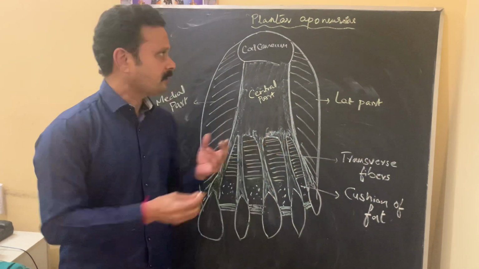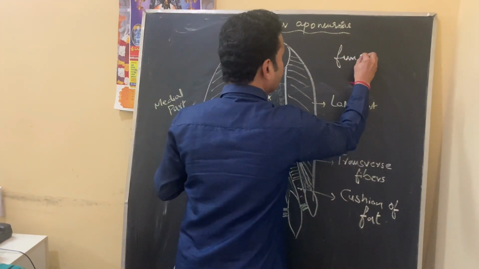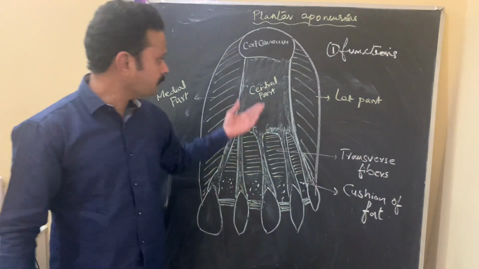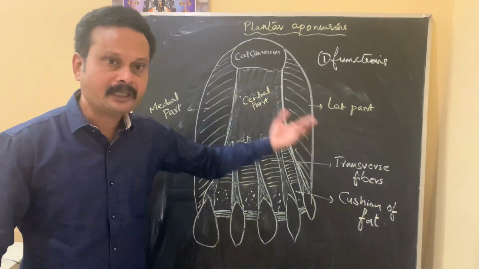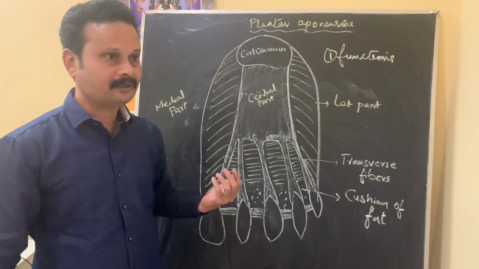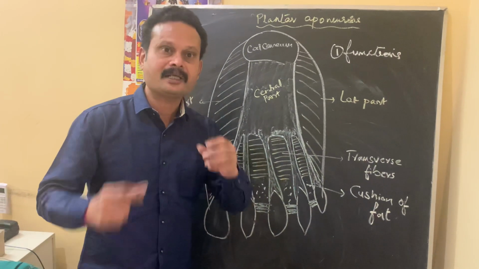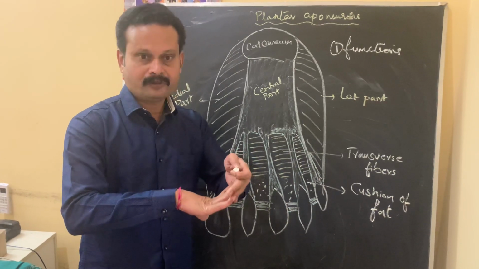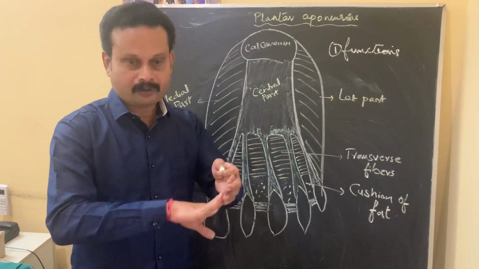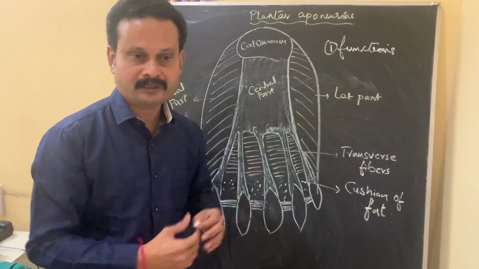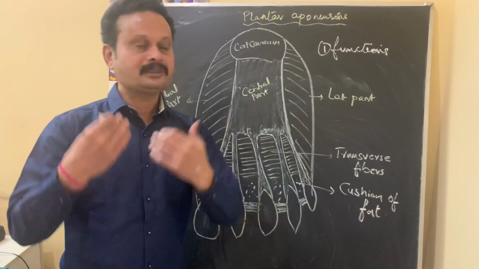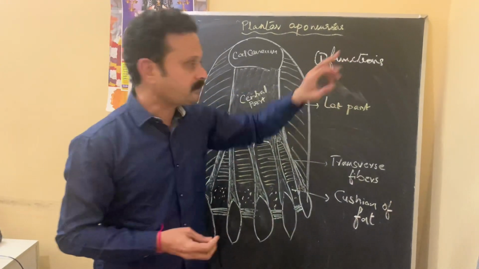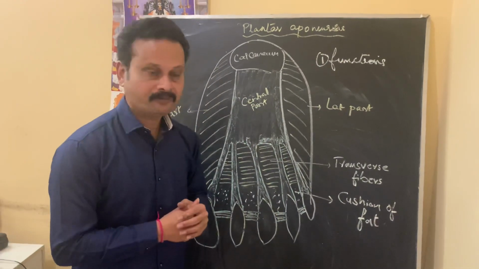If you see the functions of this plantar aponeurosis, it maintains the longitudinal arches of the foot, like it maintains the arches by acting like a tie beam. So in dorsiflexion of the foot, dorsiflexion of the toes and the patient walking on the dorsiflexion of the toes, sometimes this plantar aponeurosis may become taut. So the first function I can say it maintains the longitudinal arch of the foot.